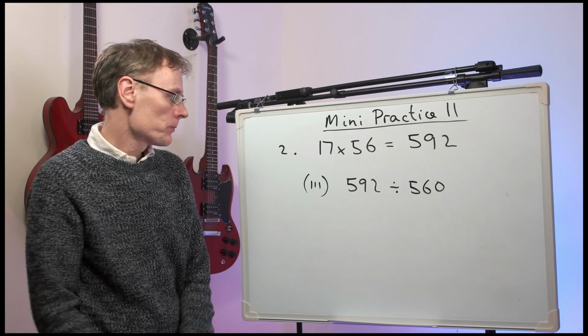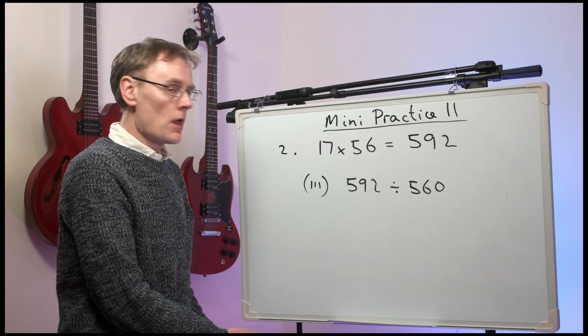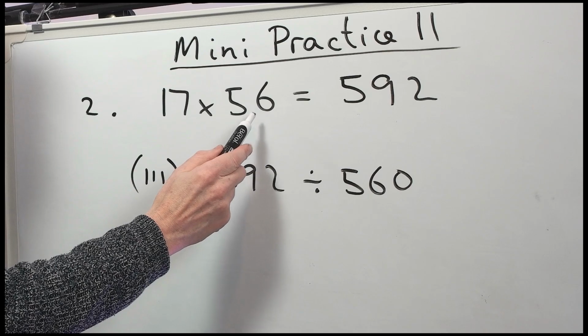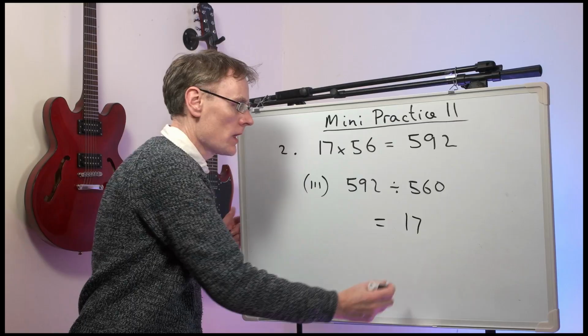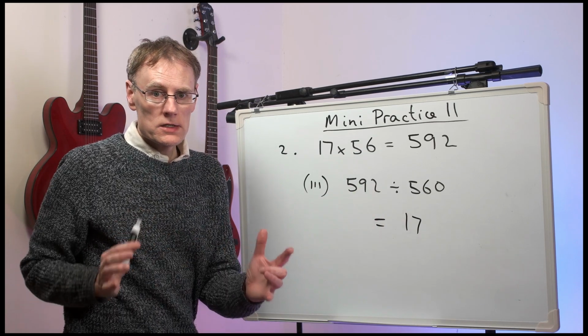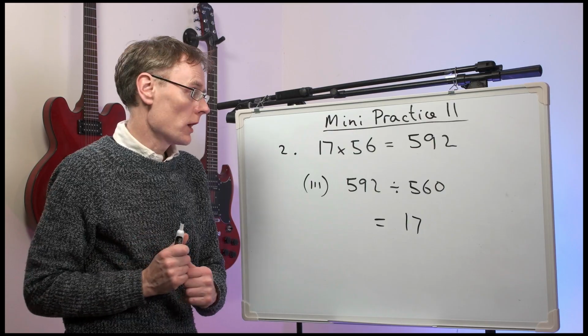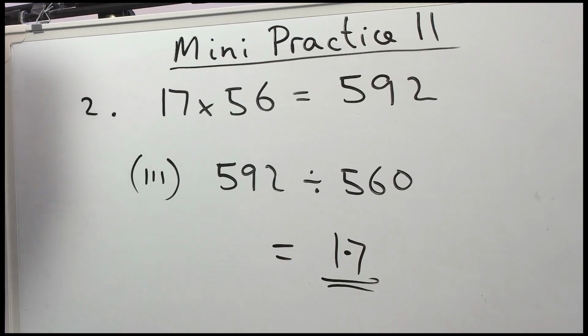Now, part 3. 592 divided by 560. Well, you know 592 divided by 56 would be 17. If you divide by 560, you're dividing by a bigger number. So the answer will be smaller. It's going to be 10 times smaller at 1.7.